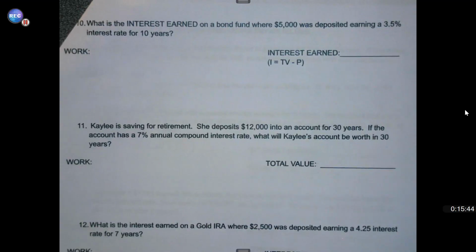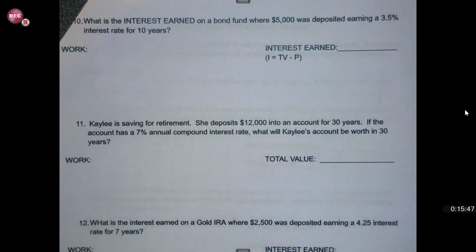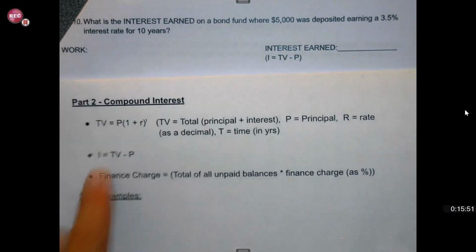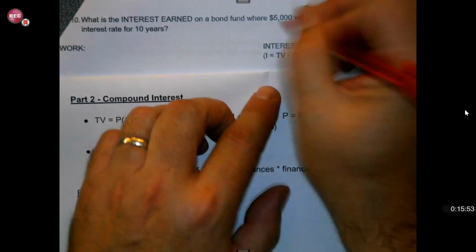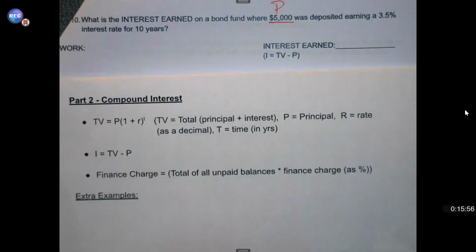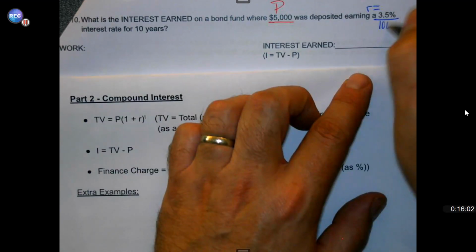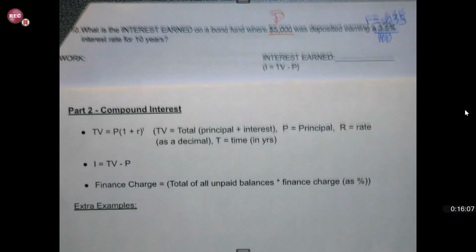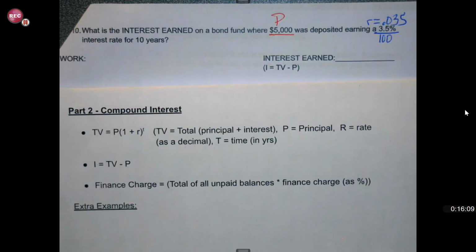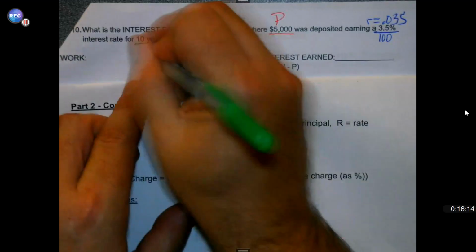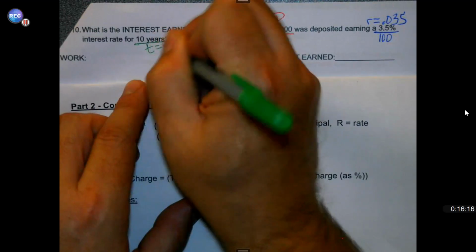Okay, I'm actually going to do 10, because 10's different. It says, what is the interest earned on a bond fund where $5,000 was deposited, earning a 3.5% as a decimal? Just divide 3.5 by 100. Rate for 10 years.